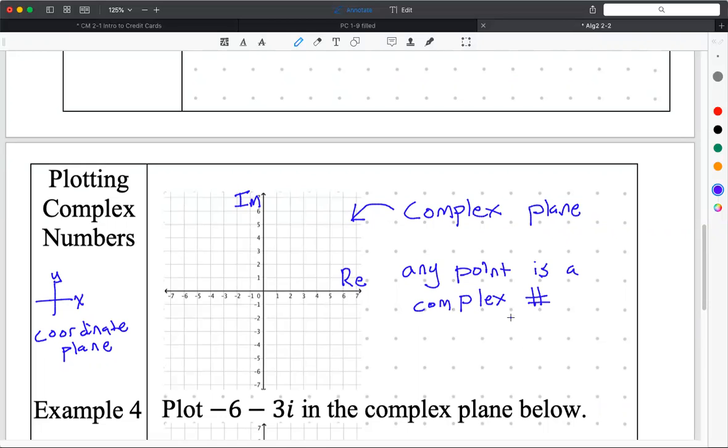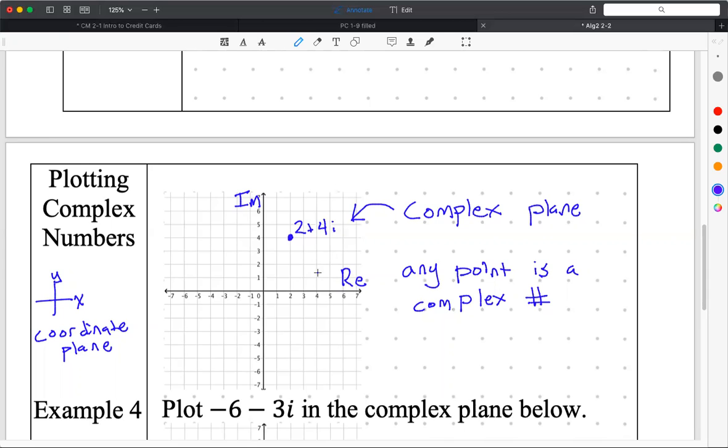So if I want to graph, no, technically 3 is a complex number, but if I want to graph 2 plus 4i, that's that point right there. That's 2 plus 4i. If I want to graph -3 minus 7i, I could graph that as well. No matter what sort of complex number you have, it could be pure imaginary and pure real too. They are all on the complex plane.